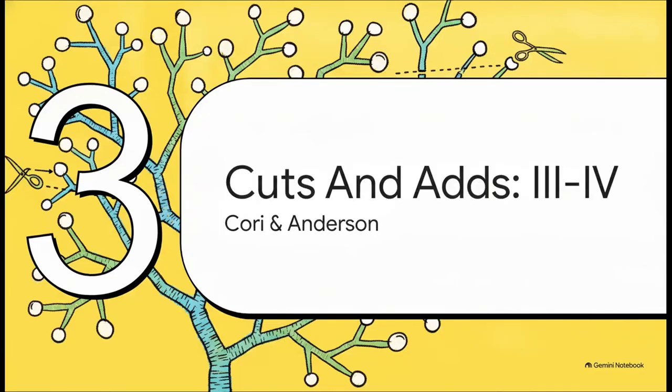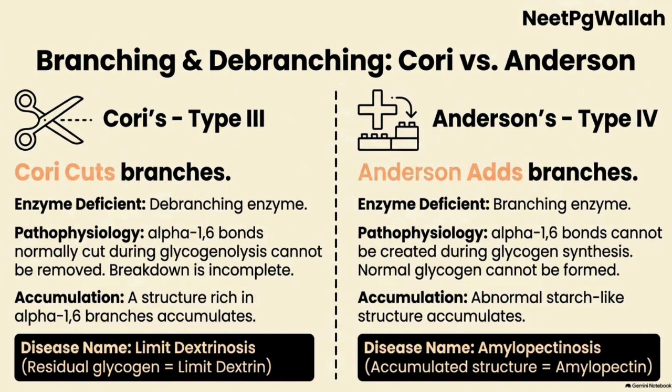Section 3. Cuts and Adds, types 3 and 4. Let's see how this builds as we transition to our second pair, which is all about the structural branching of glycogen. We're contrasting Cori's and Anderson's diseases side by side here.